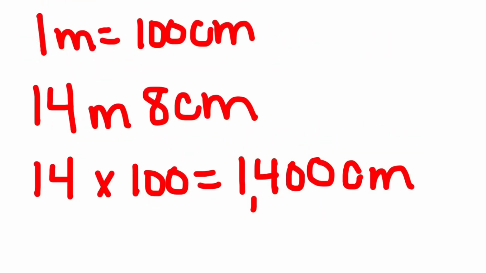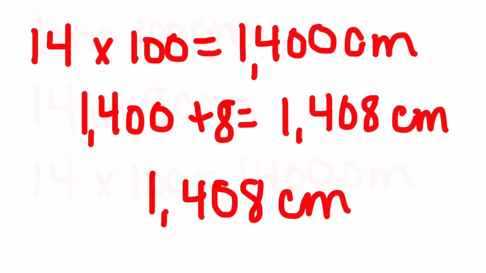Now the second conversion was 14 meters, 8 centimeters converted to centimeters. And I know in 1 meter there's 100 centimeters. So 14 times 100 is 1,400 centimeters. But then I need to add on those extra 8 centimeters. So I have 1,408 centimeters.